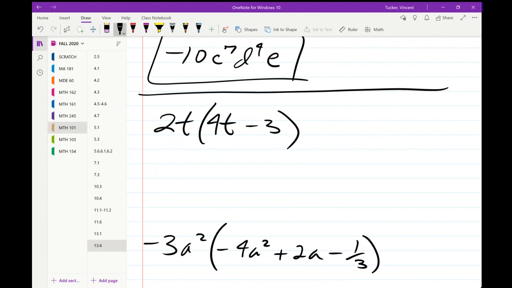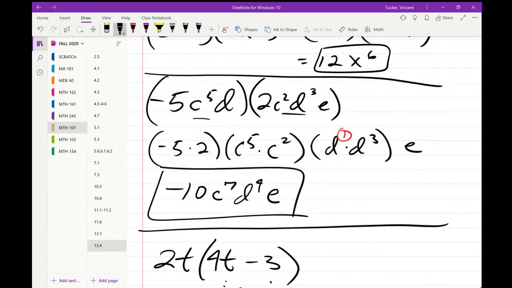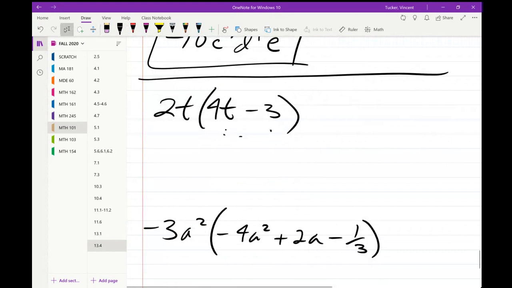All right, so here we're multiplying what we call a monomial, a single term, times a binomial. We have two terms here. Before, we just had a single term times a single term. Terms are split up by your minus and plus signs. So down here you have three terms.